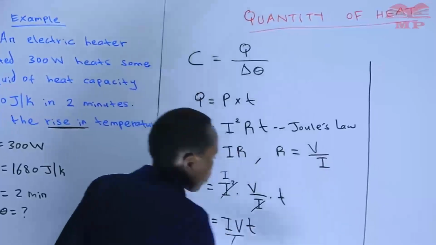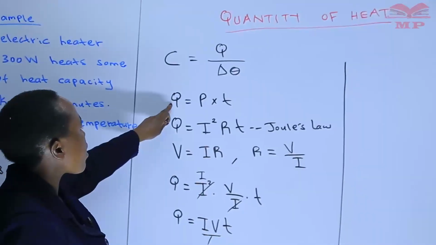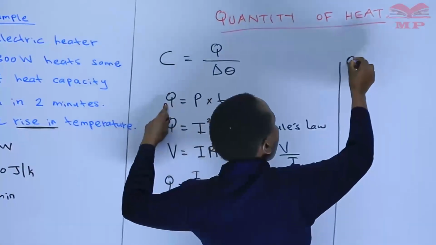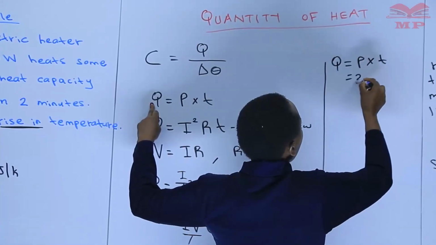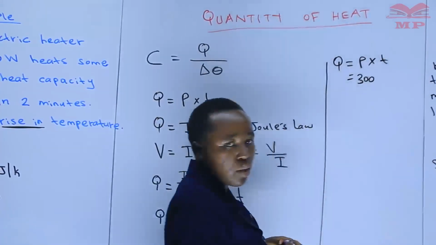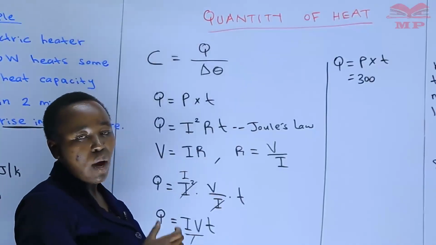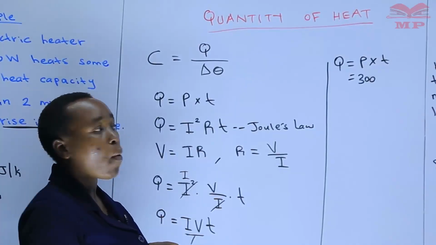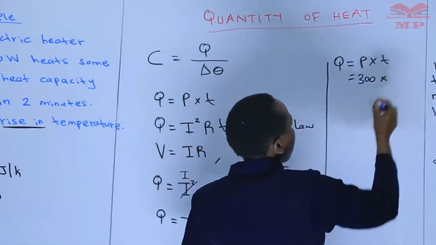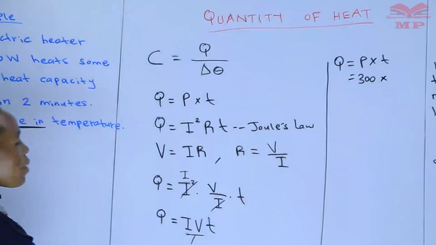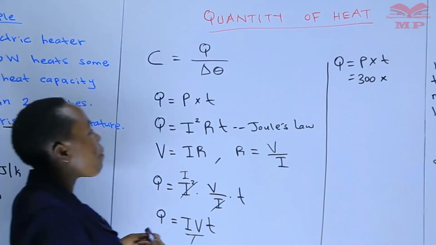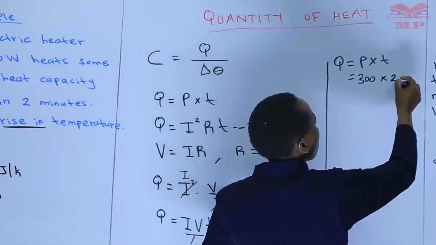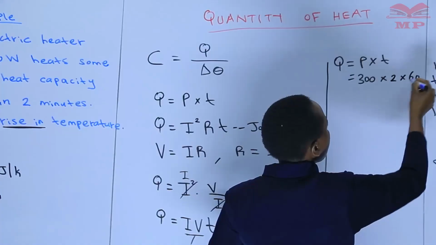So we can go back to our question. We have Q, we can get the heat energy, which is power times time. And power we are given in its SI unit, which is 300 watts. Watt is the SI unit of power. We multiply by time. We are given time in minutes, and we need to express it in its SI unit, which is seconds. So we must convert the 2 minutes into seconds by multiplying by 60.